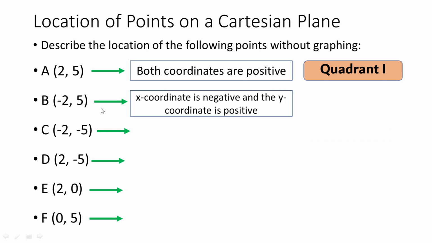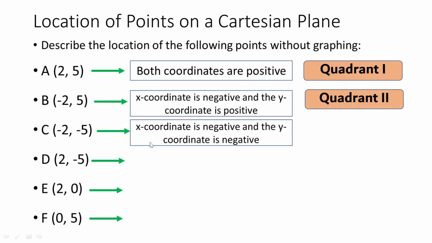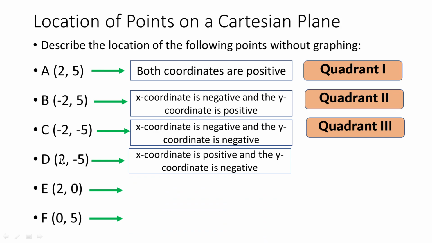Next, we have point B. The x-coordinate is negative and the y-coordinate is positive. Ibig sabihin, negative and positive. So, that is in quadrant 2. Next, the x-coordinate is negative, so negative 2. And also, the y-coordinate is negative, which is negative 5. So, that is in quadrant 3. So, tatandaan natin, quadrant 3, parehong negative ang coordinates. Next, for the point D, as you can see, the x-coordinate is positive and the y-coordinate is negative. So that is in quadrant 4.